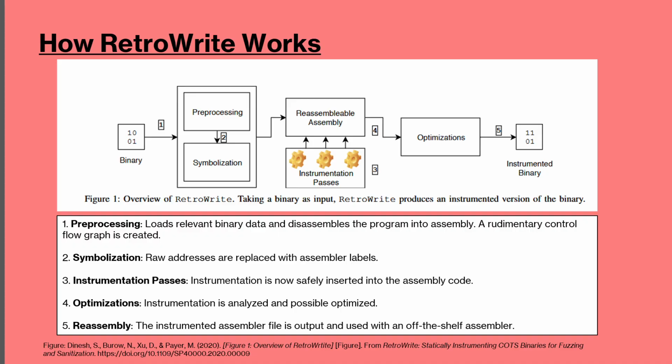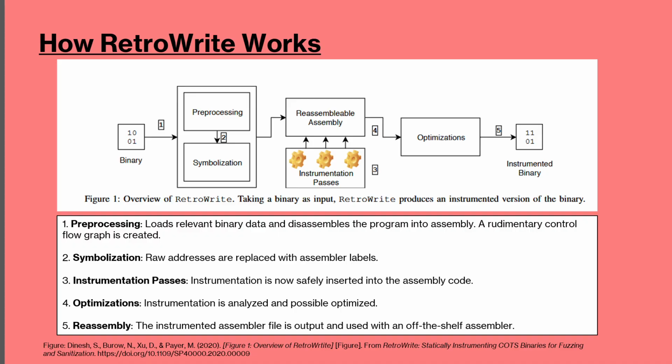Using relocation information gathered during preprocessing and the recovered control flow graph, the system identifies constants in both code and data that actually represent references to program locations. These raw addresses are replaced with assembler labels, converting absolute references into symbolic ones. By the end of this phase, RetroWrite produces reassemblable assembly code that can safely be modified and rebuilt, as address references are expressed symbolically rather than as fixed numbers.